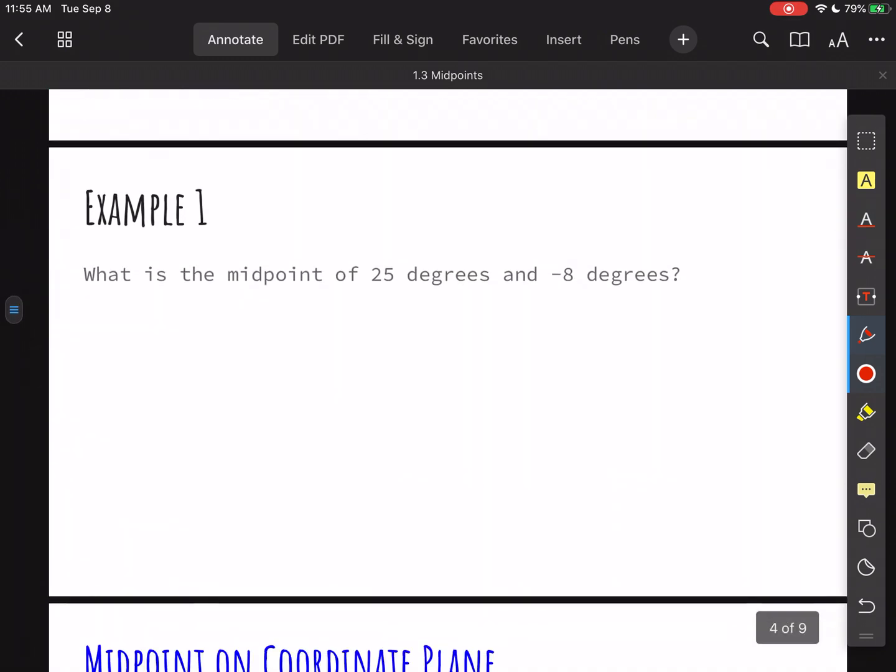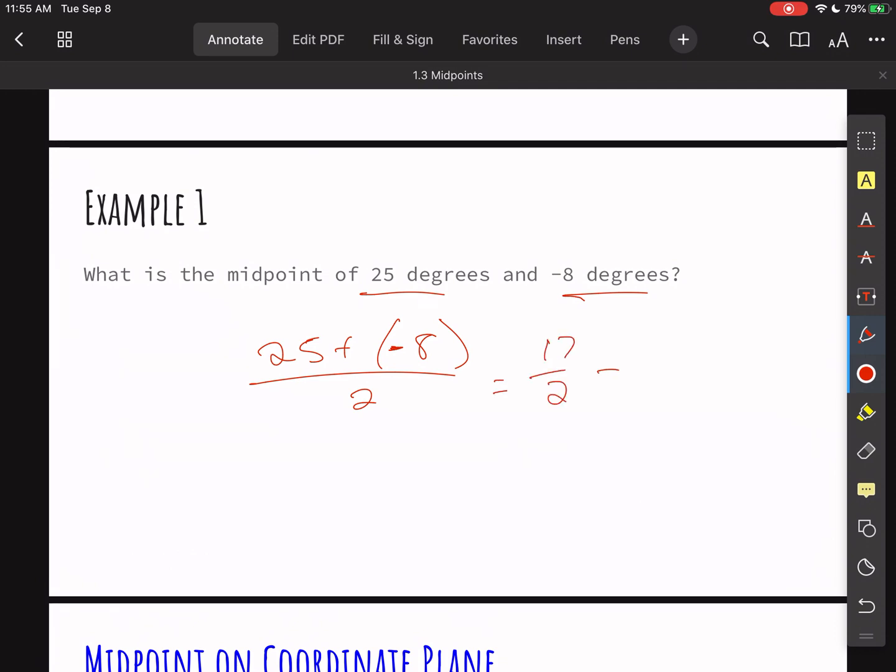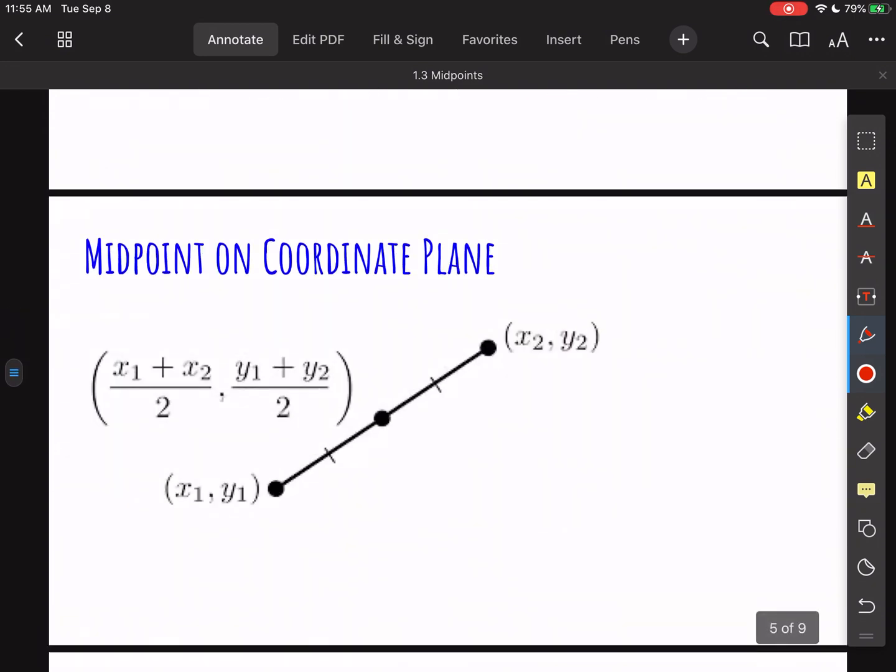So here's an example. What's the midpoint of 25 and -8? Well, we're going to add them together, divide by 2. Notice I use parentheses here. So it's really 25 minus 8, right, which is 17 over 2, which equals 8.5 degrees.